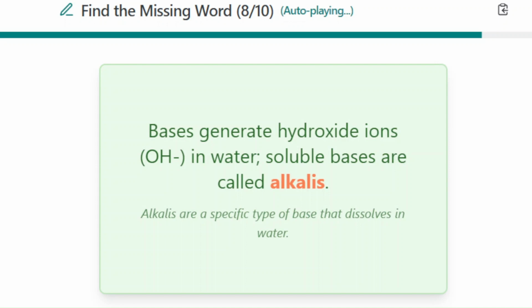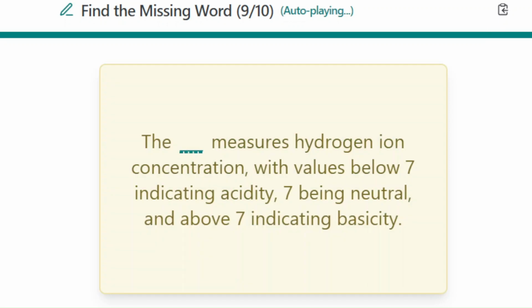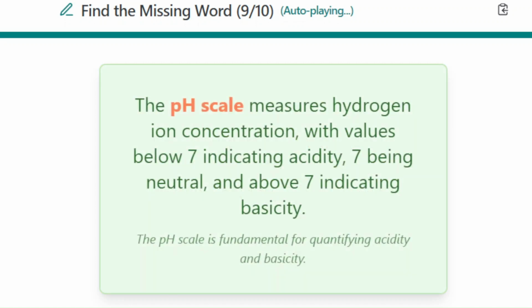Alkalis. Explanation: alkalis are a specific type of base that dissolves in water. The pH measures hydrogen ion concentration, with values below 7 indicating acidity, 7 being neutral, and above 7 indicating basicity. pH scale. Explanation: the pH scale is fundamental for quantifying acidity and basicity.